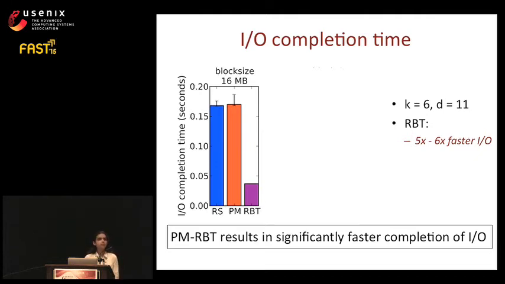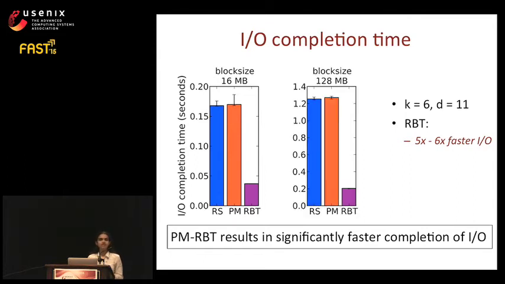Next, we consider I/O completion time. During reconstruction, I/O at all the helpers is happening in parallel, so the I/O completion time is the maximum of the I/O completion times at all the helpers. The plot is again for the same parameters. We can see that the transformed code results in significantly faster I/O because it is doing lesser I/O in each of the helpers. We observe similar savings in other block sizes as well.